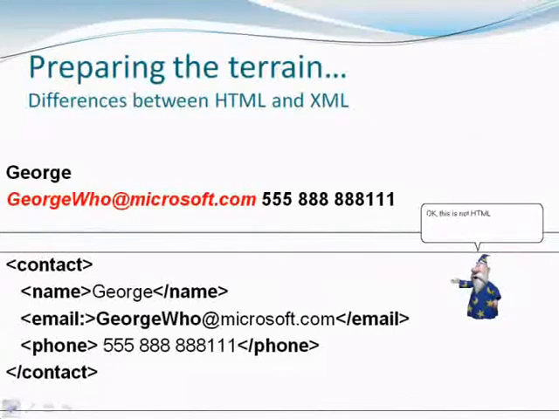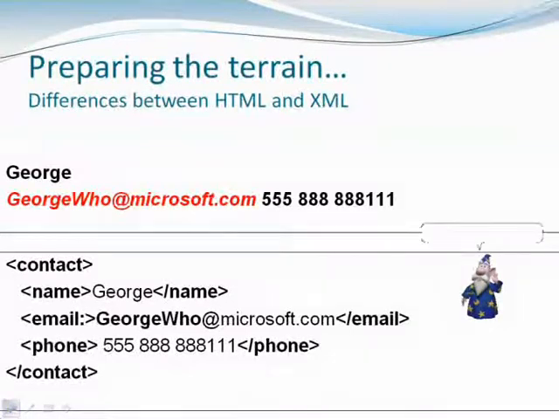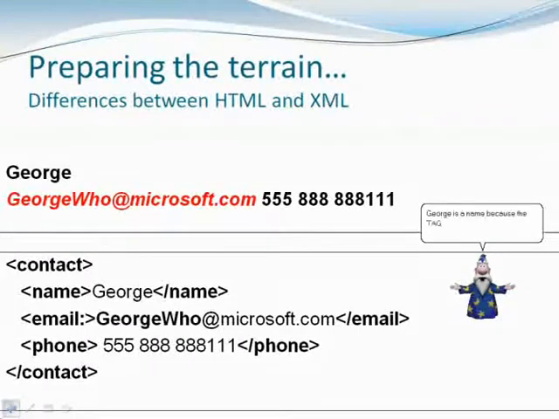Okay, this is not HTML, but I am sure you can answer my questions this time. This time, what is George? A name. In this case, that is the right answer. George is a name because the tag surrounding it specified it as a name. Great, isn't it? The tags, in this case, are very meaningful and not just used for formatting. We can now see that the number at the end is actually a phone number.